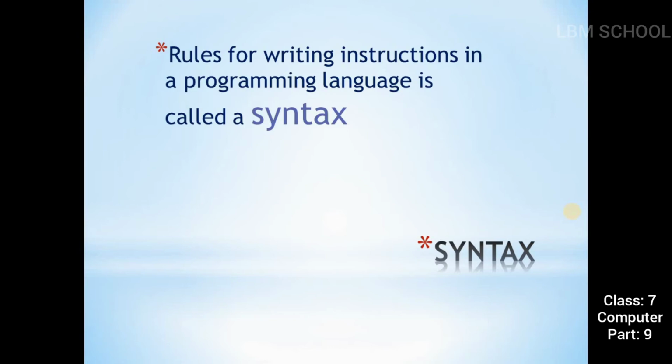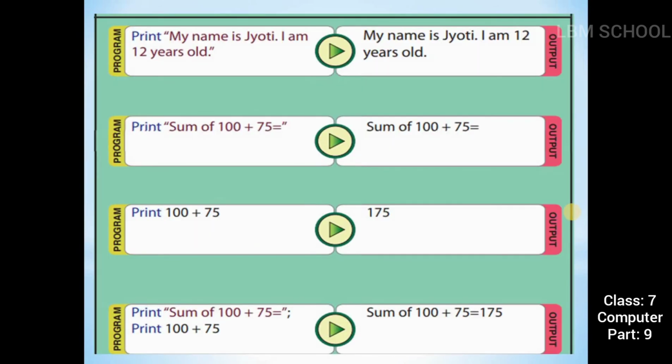This is the input side. We are writing this in the program area. If we write print, double quotes, my name is Jyoti, I am 12 years old, double quotes closed, the speciality of the double quotes is that whatever we write inside them will be printed as such in the output. See what the output is? My name is Jyoti. I am 12 years old.